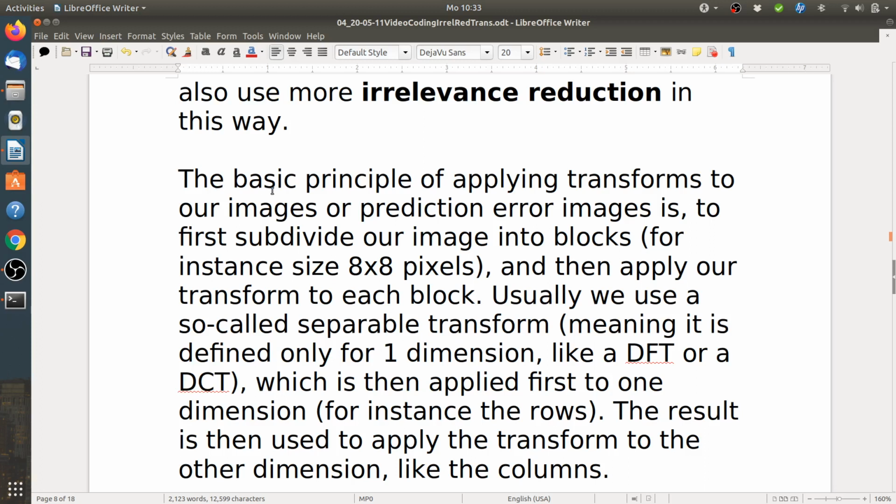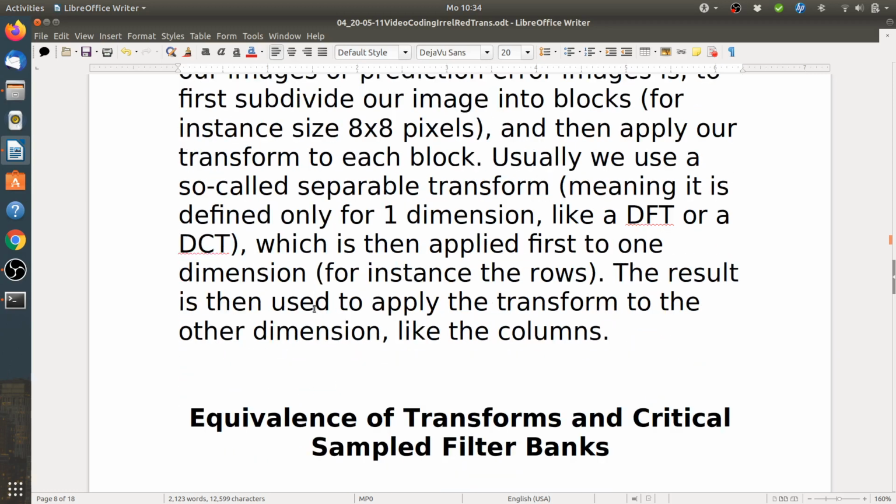So the basic principle of applying transforms to our images or prediction error images is to first subdivide our image into blocks, for instance 8x8 pixel blocks, and then apply our transform to each block separately. Usually we use a so-called separable transform, meaning it is defined only for one dimension, like a DFT or DCT, which is then applied first to one dimension, for instance the rows. The result is then used to apply the transform to the other dimension, like the columns.